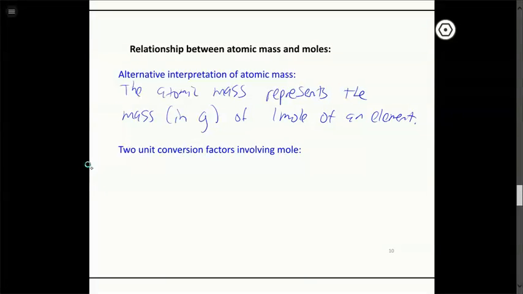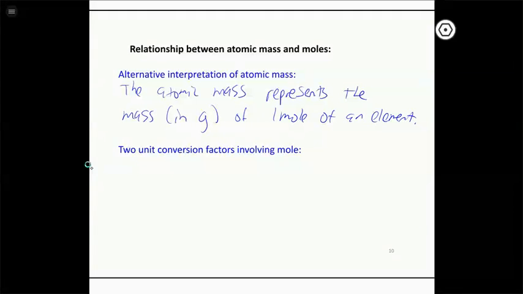So if we have exactly 1 mole of an element, the mass of that is going to be equal to the atomic mass in grams. So the atomic mass for carbon is 12.011, which means that if we had 1 mole of carbon, it would be 12.011 grams, which is maybe a small handful, not a huge amount, as it turns out, because again, atoms and molecules are very tiny. Okay, so that's going to be the interpretation of atomic mass that's going to be most important for us.